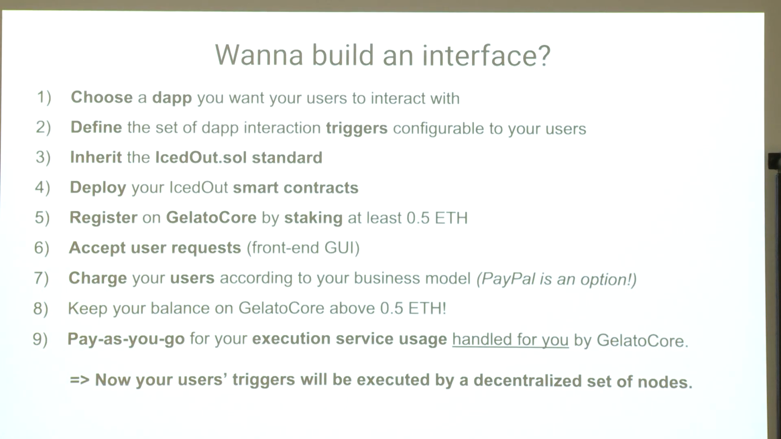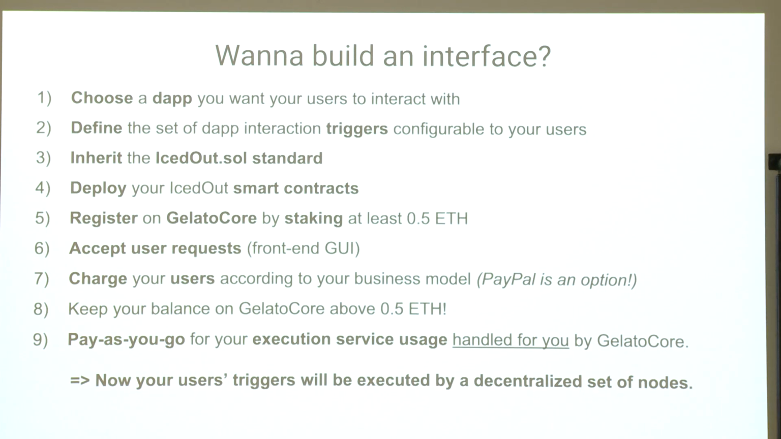If you would want to build an interface on Gelato, here are some steps you can take to do so. At the moment it's not live, but soon it will be. Basically, you just choose a Dapp you want to interact with, you define some Dapp interaction triggers configurable to your users, you use our standard, you register on the core by staking some ETH, you accept your user request through a front end and charge users according to your business model. Users don't need crypto, they can use PayPal. You keep your balance on the core above 0.5 ETH, and then the pay-as-you-go for the execution service is handled by Gelato Core, and now you basically have access for your users to automatic triggers that will be executed by a decentralized set of nodes.